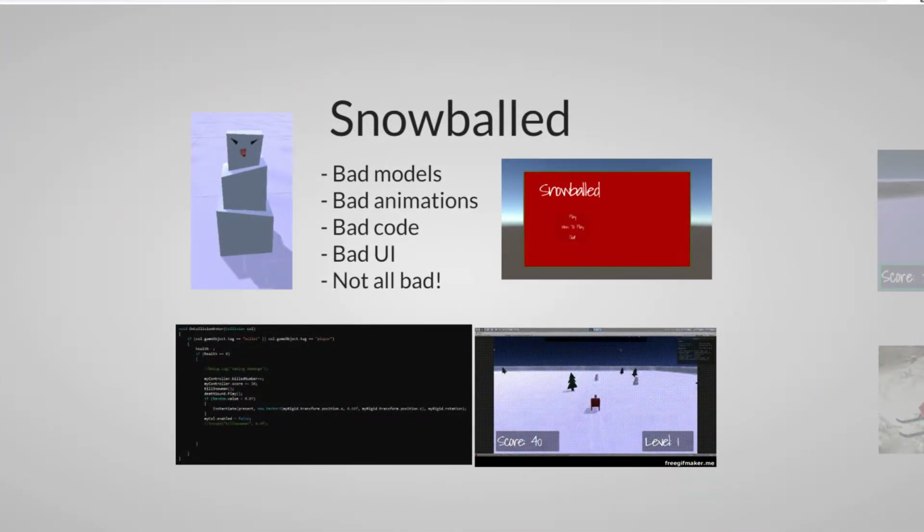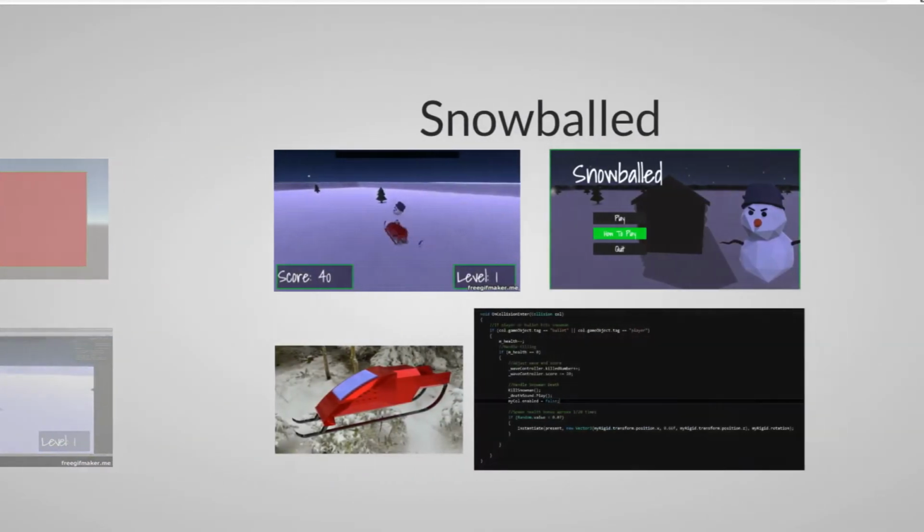So I started with Snowballed. I wanted to change the models, the animation, the code, and the UI. The models were just blocky. The animations were boring, with the snowmen just shrinking down to the floor. The code was just a mess. Everything was a public variable, so that needed tidying up, and the UI was just a bit garish to look at. It wasn't all bad. There are some fun mechanics in there, and I think there was a solid project underneath all of the problems.